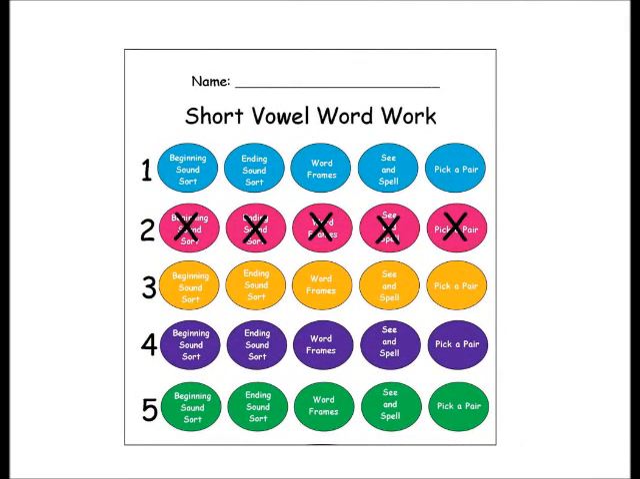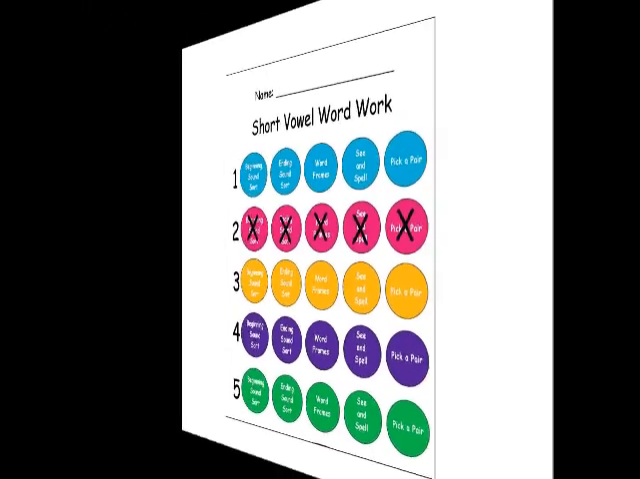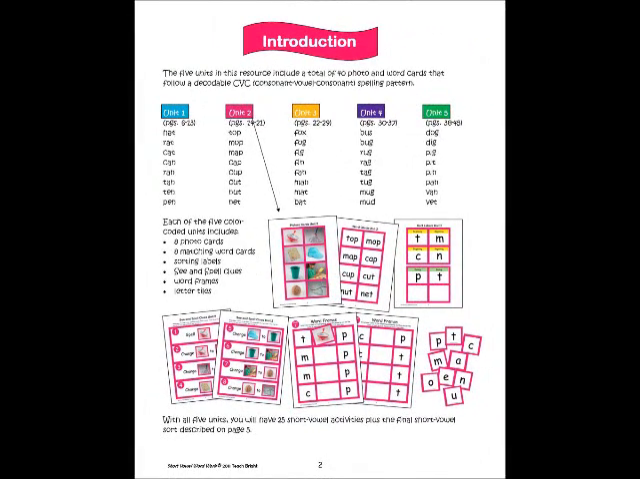Now, all 5 of those activities were for 1 unit in this particular resource. And as you can see, it's the pink unit, and I put an X now because we've gone through all 5 activities. And this is a tracking sheet that students can use at the center as well. And you can see here from this, it kind of shows you there are 5 different units in this resource, and we've just gone through the pink unit, but there are 4 other units that all work the same way.